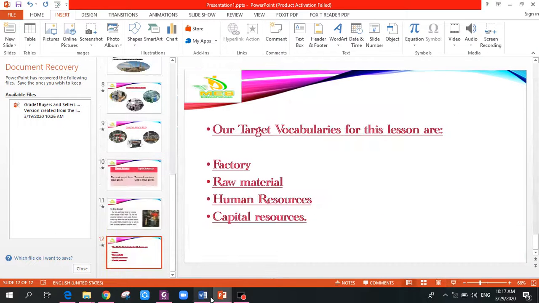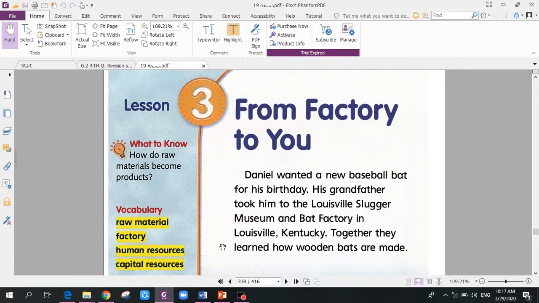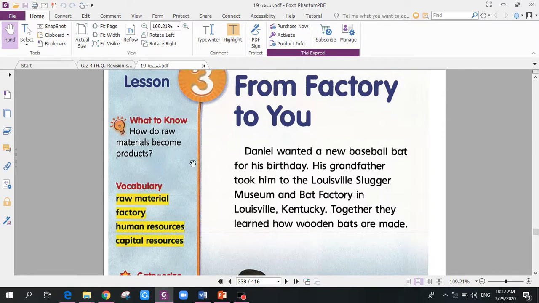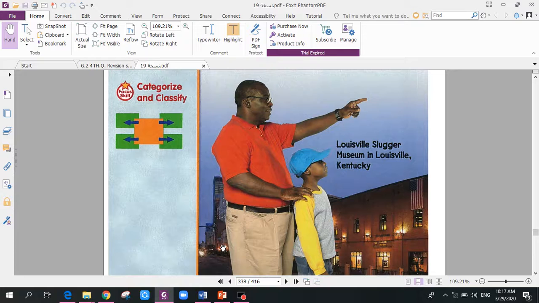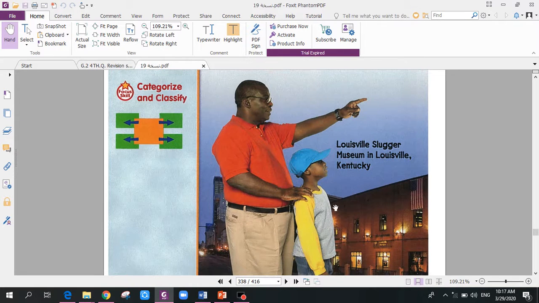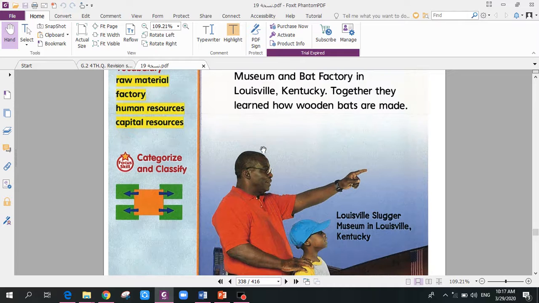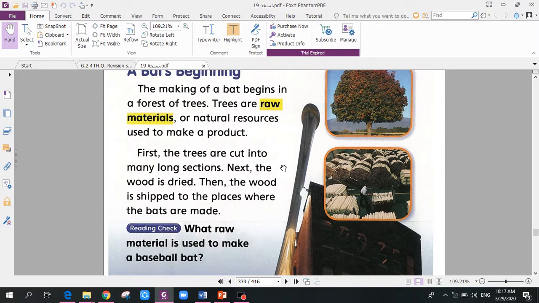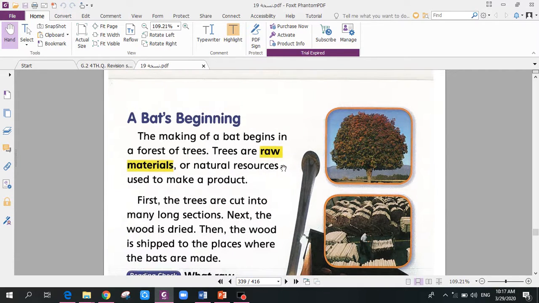This is our lesson, From Factory to You. Okay, these are the vocabs: raw material, factory, human resources, capital resources. You can find this lesson on page 294. Okay, read about the boy and his grandfather that wants to buy him a bat.